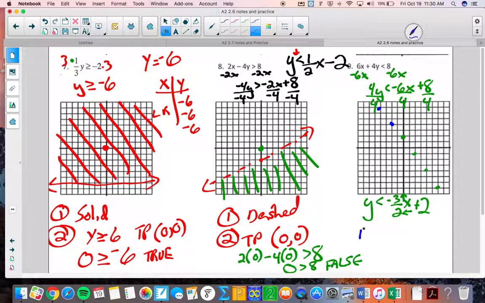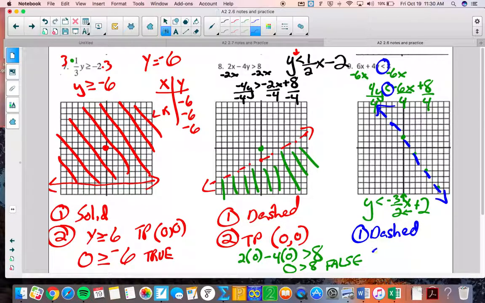Beautiful. So now is this dashed or solid? Take a look at the inequality symbols. Because there's no equal sign underneath it, it's dashed. So do your best job to dash as you make a line through the points.